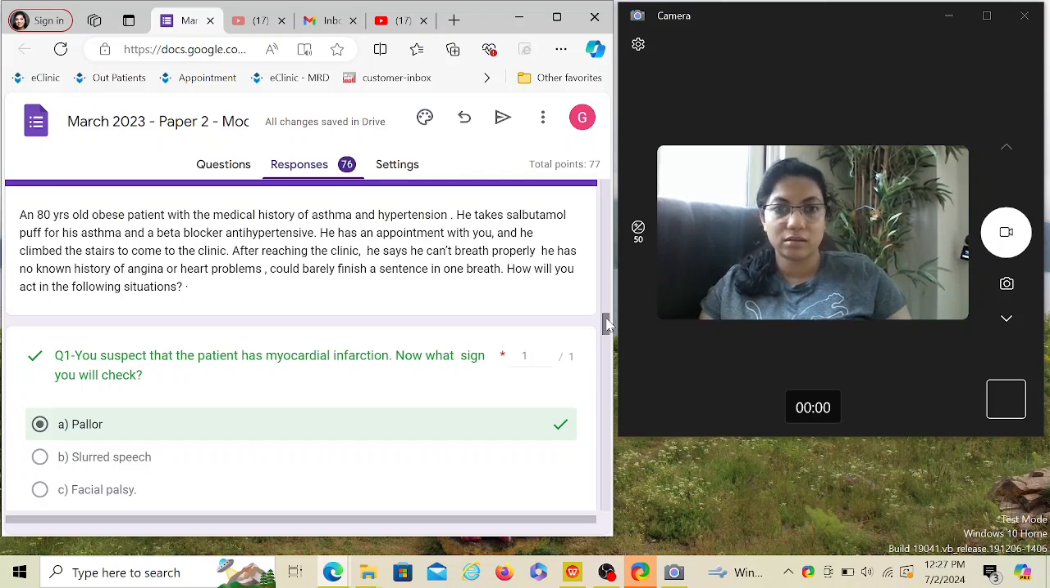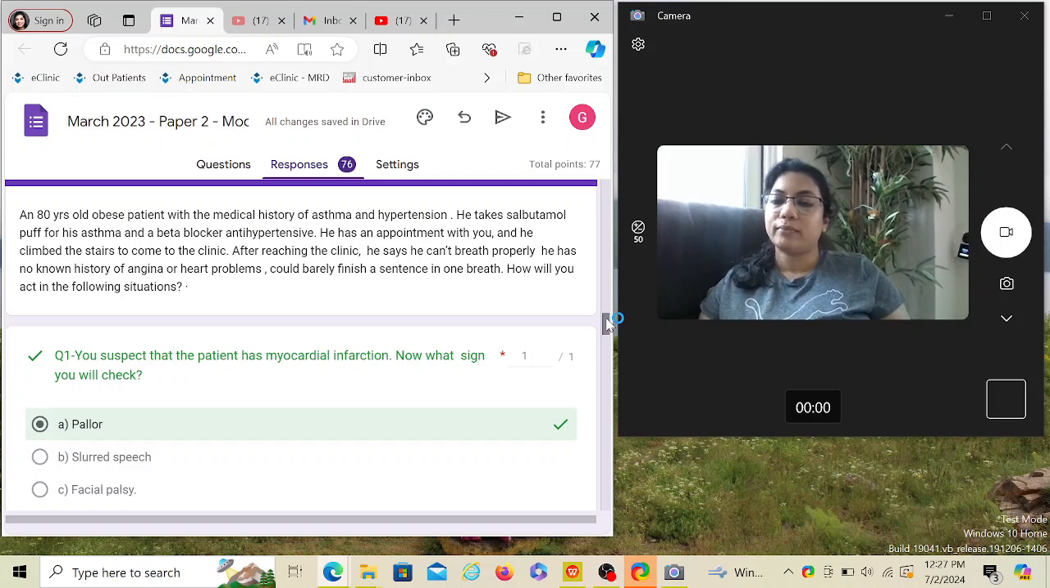Make use of it and there's no harm. You'll just become a better clinician even if you don't clear the exam. Knowledge never goes waste, and you'll be treating somebody in a better way. So, yeah, that's about it. And let's go back to solving the exam paper.